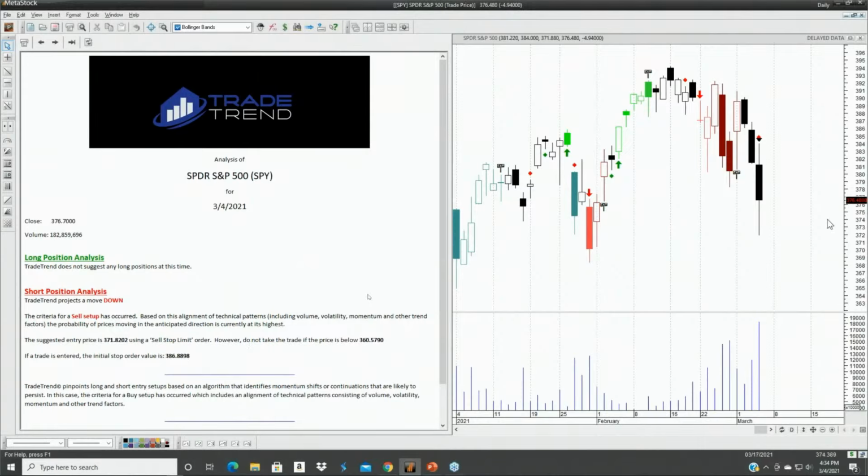If we do happen to get a gap down below that low tomorrow, it's telling us not to take the trade if it goes below 360.57. And if we do get into the trade, it tells us where to place our initial trailing stop. So this is a full done-for-you algorithm. It gives you an entry price, it gives you trailing stops to manage the trade, and it gets you out when the trend gets exhausted. So that's really the idea.